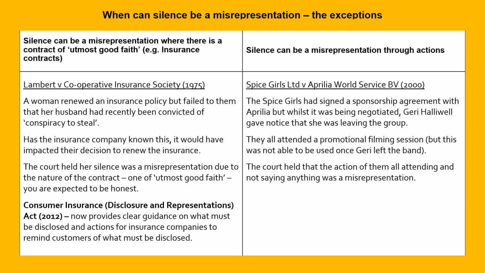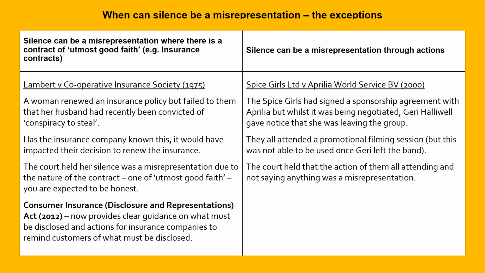Some more here. On the left here, silence can be a misrepresentation where there's a contract of utmost good faith. The most common types of these are insurance contracts. So Lambert v. Cooperative Insurance Society: a woman renewed her insurance policy but failed to mention that her husband had been recently convicted of conspiracy to steal. An insurance company, if they'd known that, may not have offered her insurance, or certainly may have charged her a lot more for the insurance. And the court decided that was a misrepresentation, as it's a contract of utmost good faith. You're expected in contracts of utmost good faith to be absolutely honest and say what they're actually going to want to know.